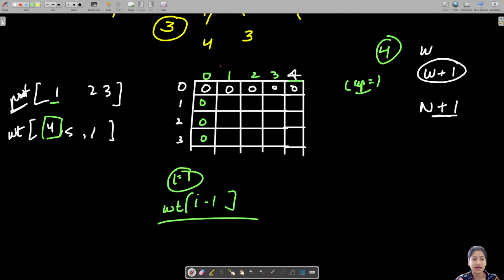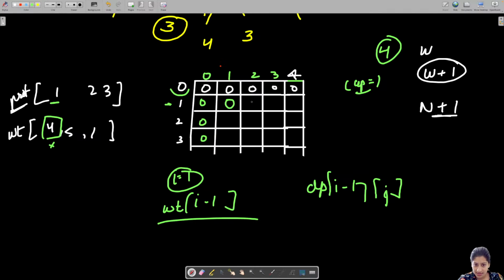And if I cannot select it, I will ask, what was the profit I was generating if I was not selecting this index weight? That is given by the I minus 1th row in DP, that is DP of I minus 1 at that particular column. So if I don't choose this, I go a row above and check at the same column what profit I was generating. That means I have not taken this into my knapsack, so the profit will be the one I generated so far without selecting it. That is given by the cell above, that is 0.